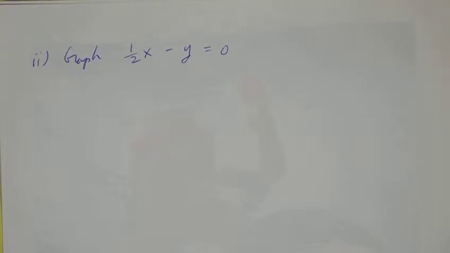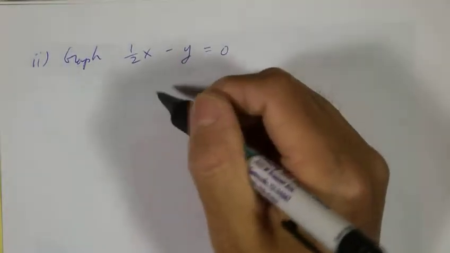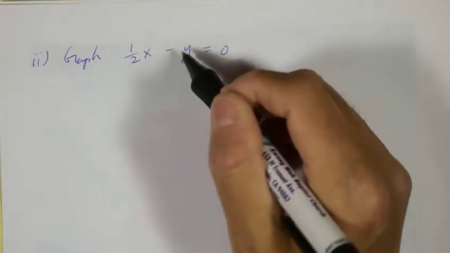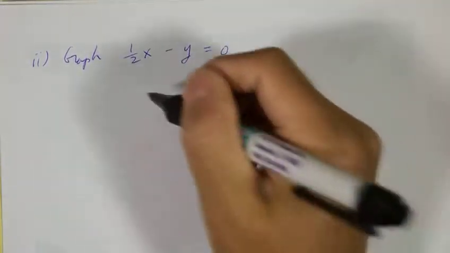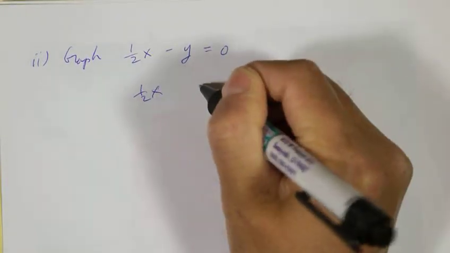Alright, I'm back now. Have you tried to do it yourself? If not, try to watch it again and repeat it. Watch my video and try to repeat it. So this is pretty simple. I can bring the minus y to the other side, so 1/2 x equal to y.